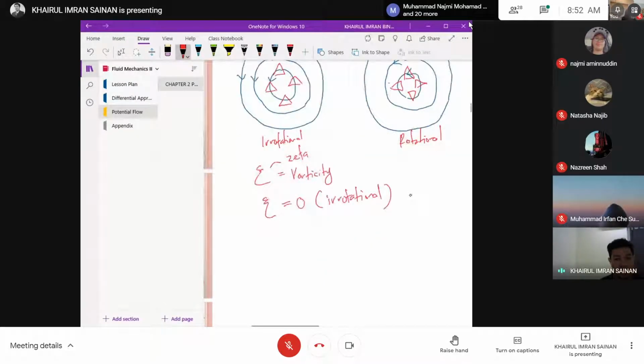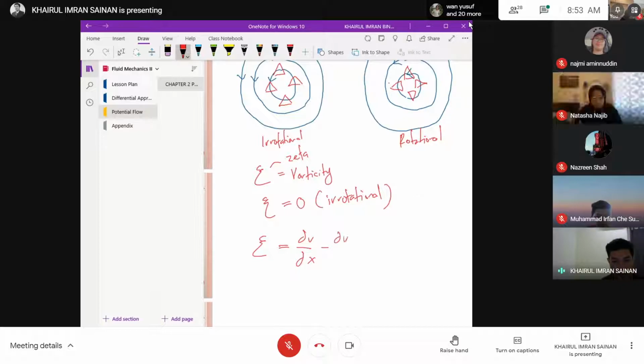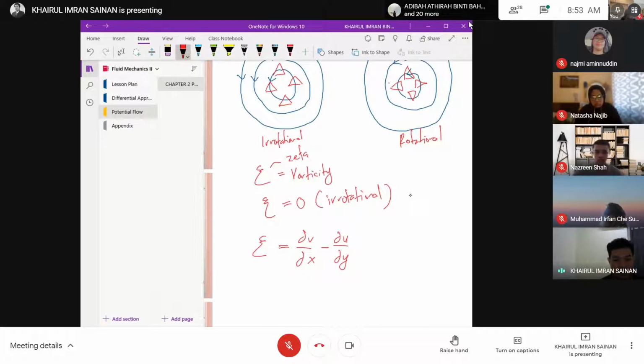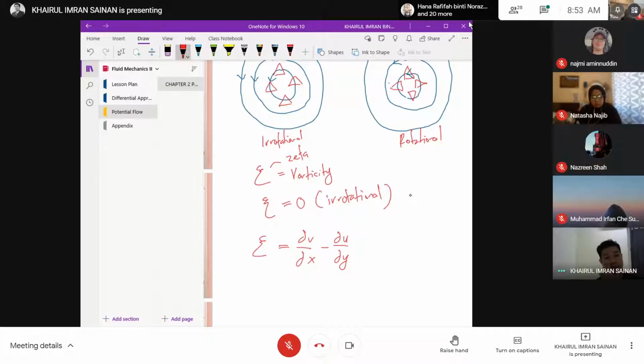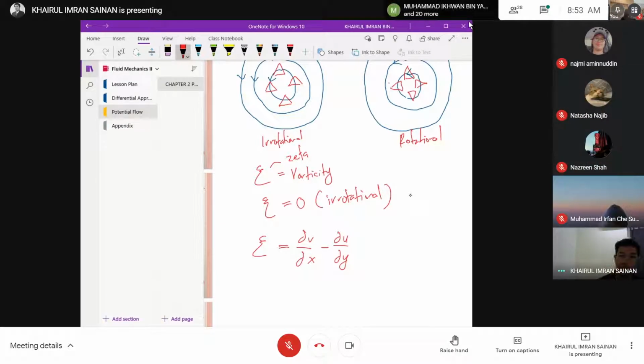Okay. So zeta is actually this one. Can you see? 1, 2, 3. 3 symbols. All 3 are different. Quite difficult actually to write down this one. Okay. Zeta is actually del V over del X minus del U over del Y. So when this del V over del X minus del U over del Y equals 0, meaning the flow is irrotational. But if not, the flow is rotational.